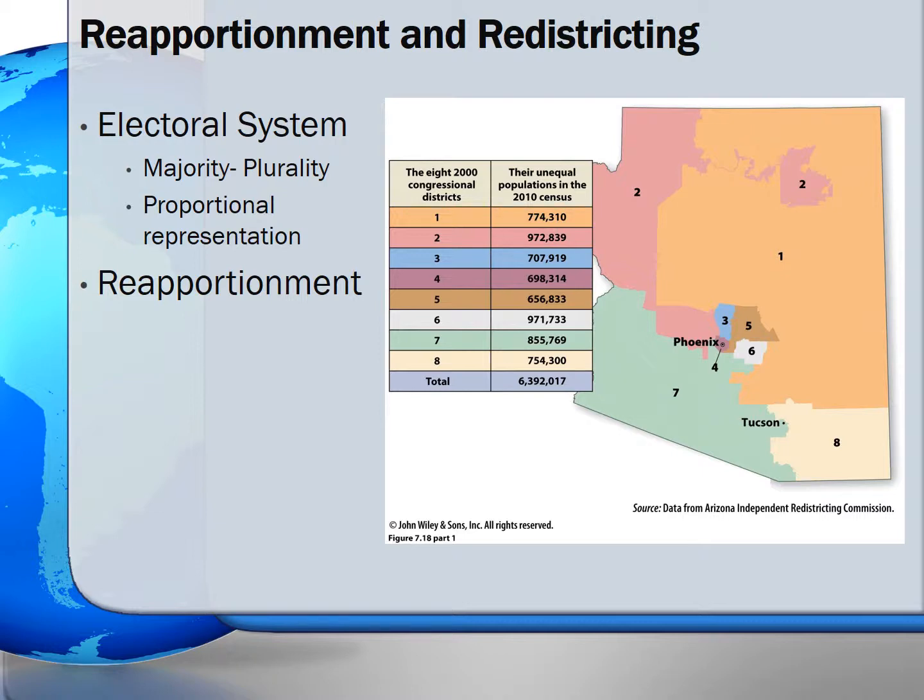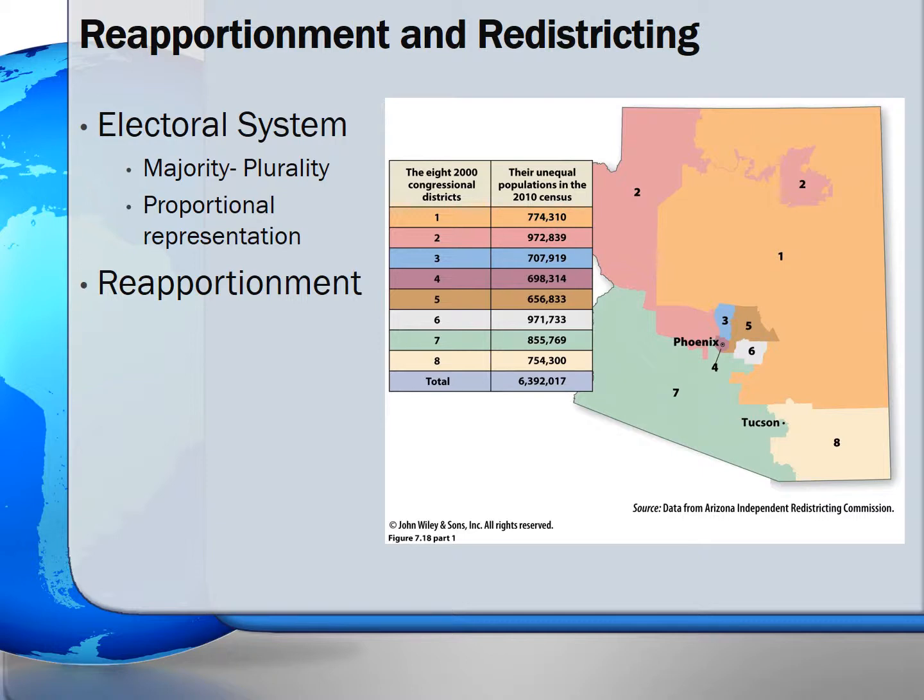Reapportionment is important for majority plurality representation to be equitable. Reapportionment is the process of allocating legislative seats among voting districts so that each legislator represents approximately the same number of people. The map shows the 8 congressional districts that were created following the 2000 census in Arizona. They had equal populations of 641,329 people at the time.